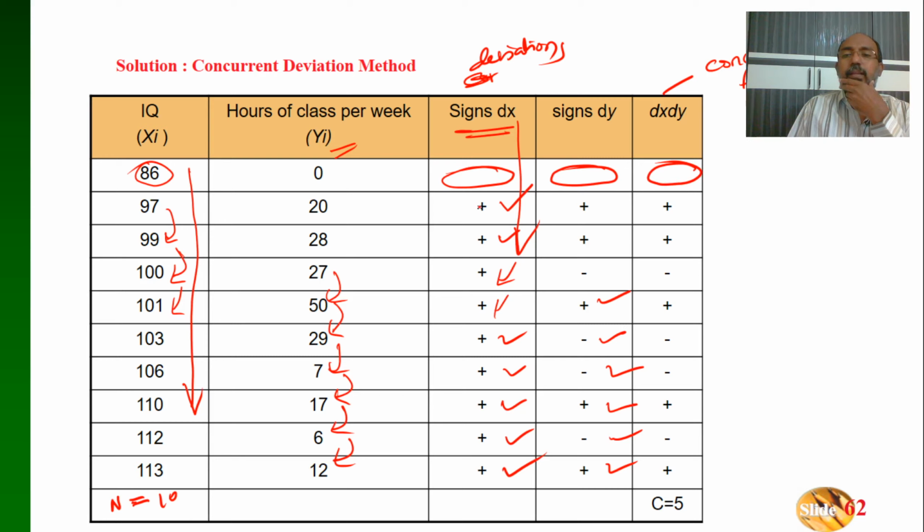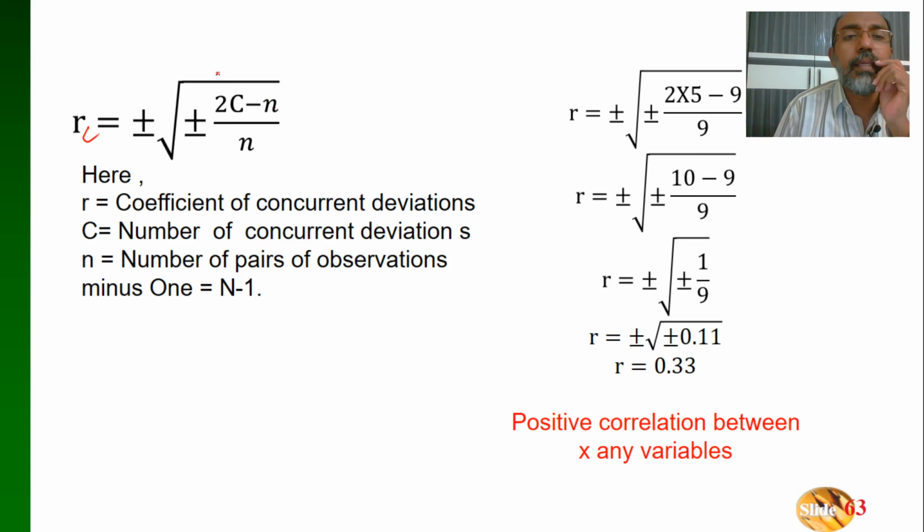So what is the formula? r_c is equal to plus or minus under root of plus or minus (2C minus n) by n. As we know, r means the coefficient of concurrent deviations, C means the concurrent deviations taken with positive signs, and n is equal to the number of pairs minus 1, small n. Then what is the role of the root, and why are the 2 times and the plus and minus kept inside?